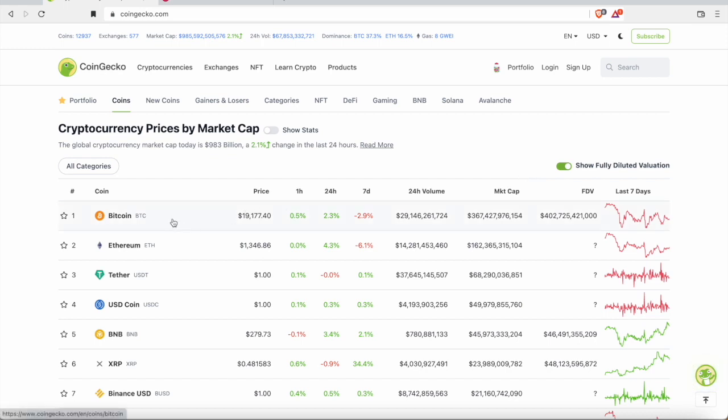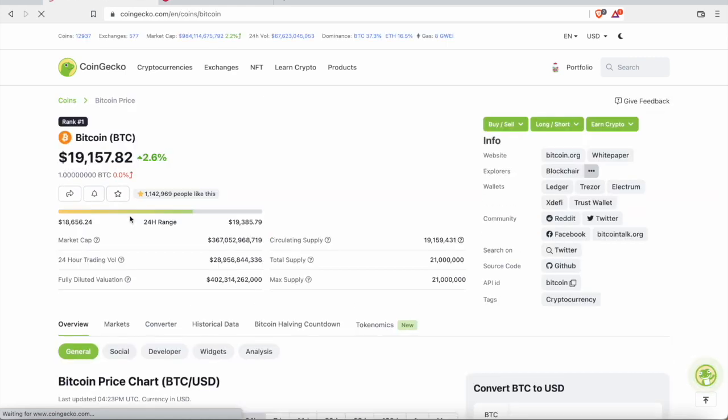So let's use Bitcoin for example right here. It says Bitcoin has a market cap of $367 billion, but a fully diluted valuation of $403 billion. Why is that? Well, here's why. We know Bitcoin has a maximum supply of 21 million coins, and we know that only 19 million coins are in circulation. So there's another 2 million coins to come into circulation. So the current market cap right here is only based off the circulating supply of Bitcoin. The fully diluted market cap here is based off price multiplied by the total supply, because we know that this is the real supply of Bitcoin.